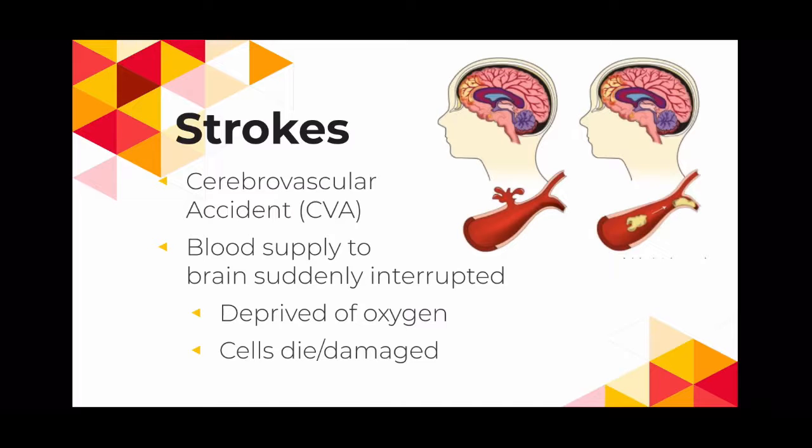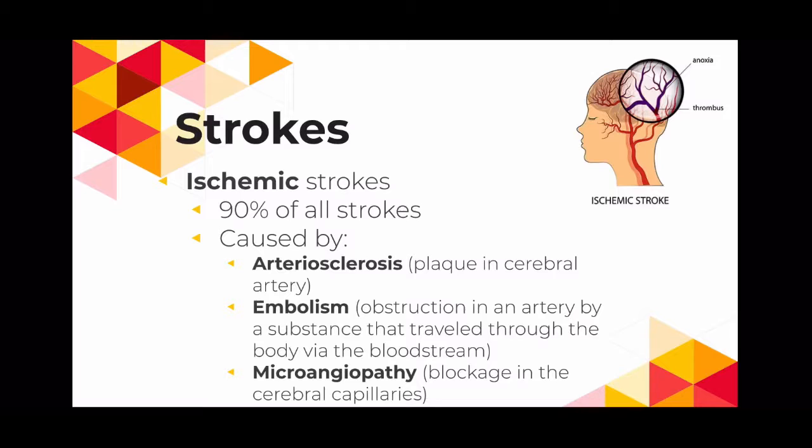Okay, so strokes are very serious. There's two different types of strokes. The first is called ischemic strokes. Ischemia means a lack of blood supply to a tissue, and this is one of your words on your list. So ischemia is going to be a lack of blood supply to a tissue. So these are strokes that are caused by some sort of blockage in the blood supply to the brain.